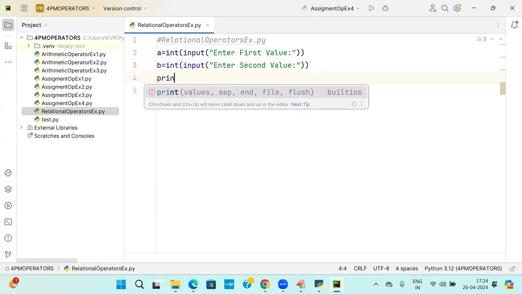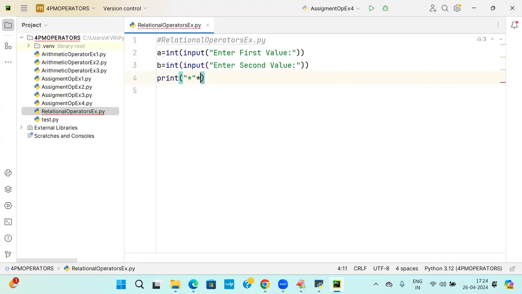Now I'm going to take up print of the same. I'll take up print of what? "Result of relational expression".